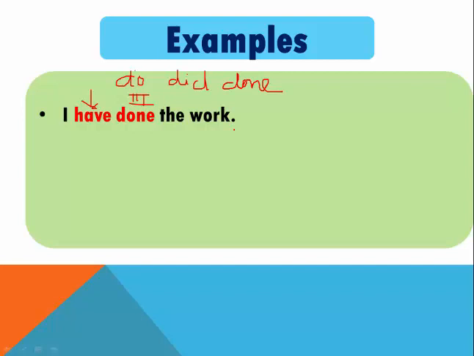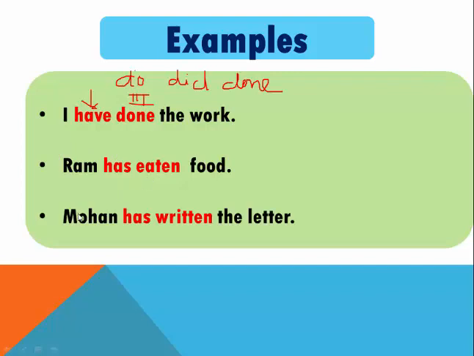Okay, more examples. Ram has eaten. The second case is a singular subject, so that's why it's has, but the verb is the third form only. Next, Mohan, again a singular subject. So, Mohan has written the letter. So with I, we, you, they, it will be have plus the third form. With he, she, it, and singular, it will be has and the third form.